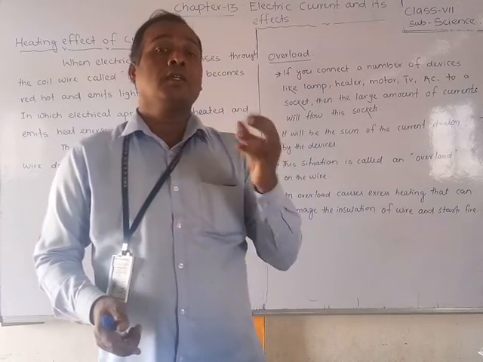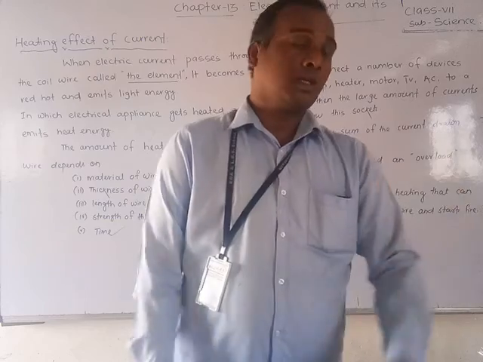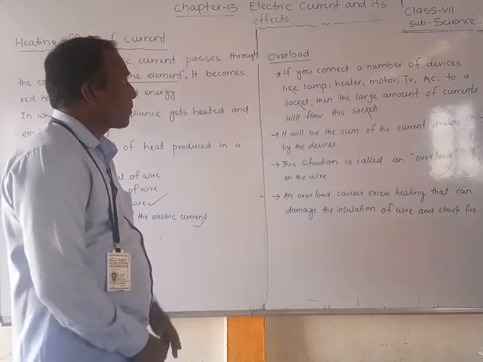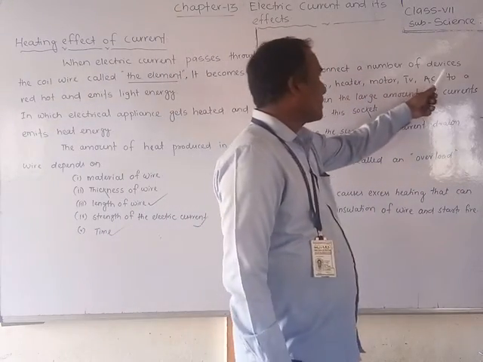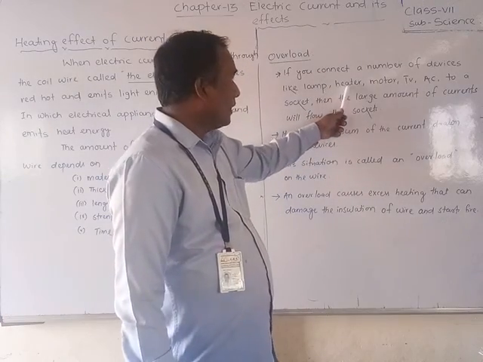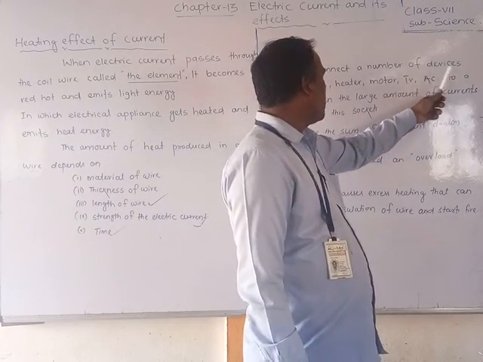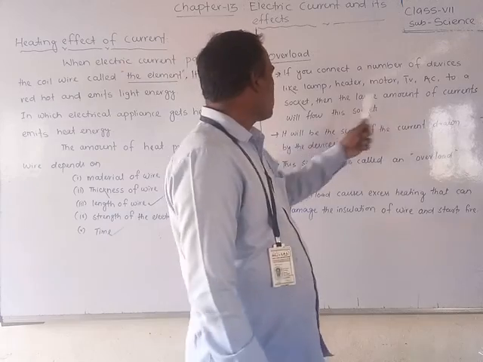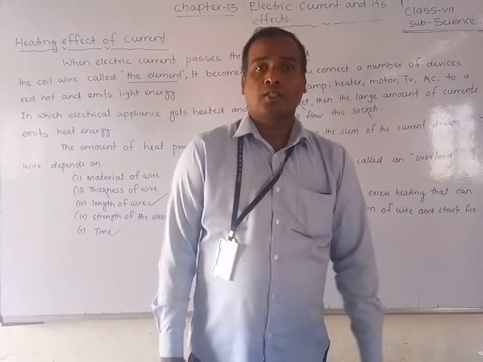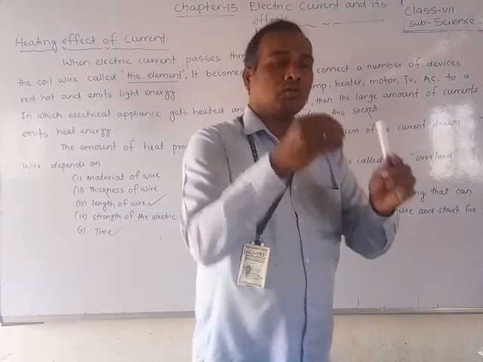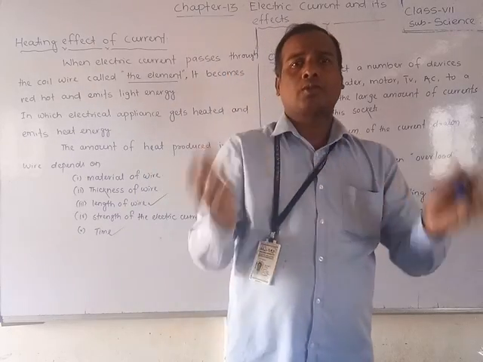Okay, it gives the information about overload. So what is overload? You have to discuss. If you connect a number of devices like a lamp, heater, motor, TV, AC to a circuit, then a large amount of current will flow through this circuit. Suppose one board is there, one board you will take.